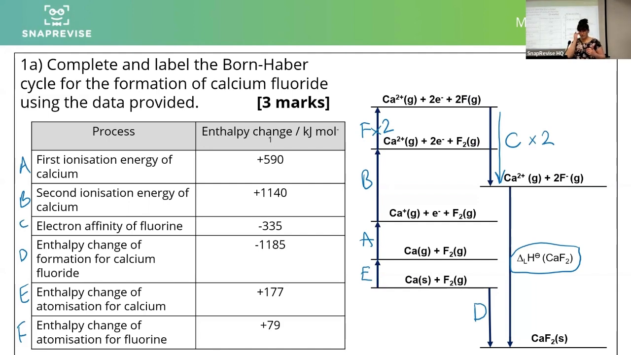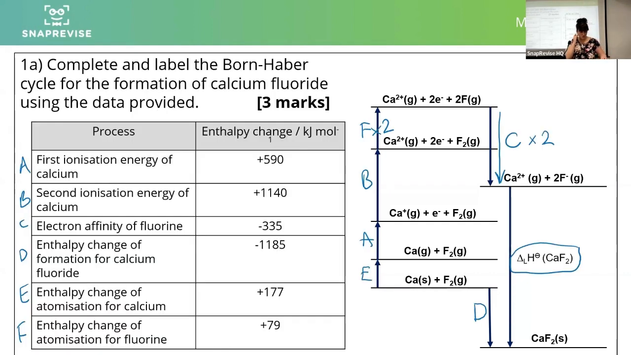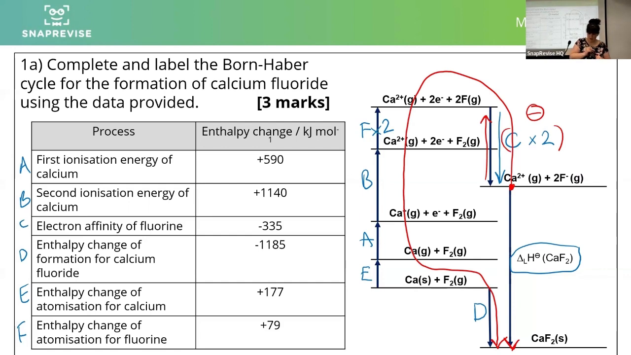Hopefully then you can plug in your numbers if you chose to. The next question asks you to calculate the lattice enthalpy of formation of calcium fluoride. So this is what I'm trying to calculate, this arrow here. I can't go directly there because that's what I'm trying to work out, but I need to start at the beginning of the arrow and end at the end of the arrow. So I've still got to start at the beginning and end at the end, but I've got to go around the other way. In that case, that involves me going round that way. That means I'm going against the first arrow, so I'd have to minus whatever that arrow is representing.